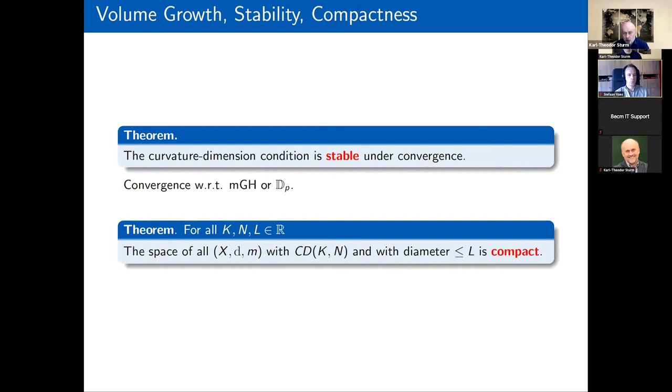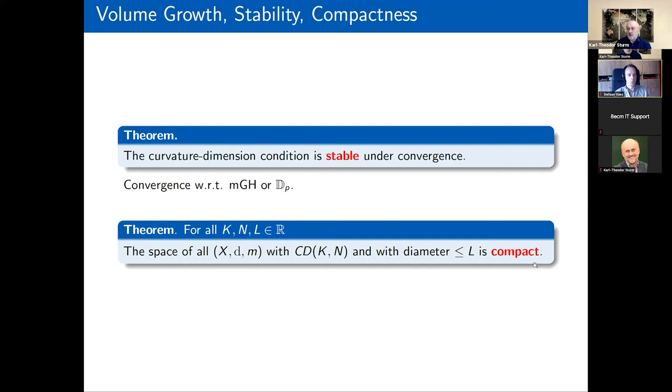Having at hand the stability result and using the pre-compactness argument of Gromov, which easily extends to metric measure spaces, we can deduce very quickly a compactness result, saying that the space of all metric measure spaces satisfying the curvature-dimension condition for given parameters K and N and having an upper bound L on the diameter is compact. So this is the compactness result, which corresponds to the famous pre-compactness result of Gromov. Gromov said, okay, if you look at this within the class of manifolds, you get a pre-compact class, and now we have a compact class of metric measure spaces.